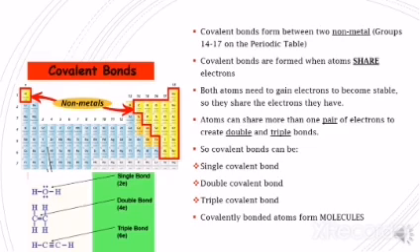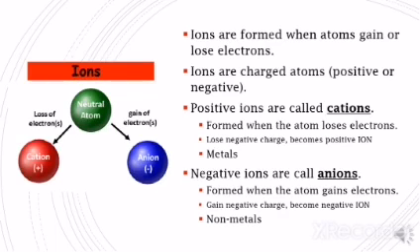So as you see in this diagram, I have a single bond when I have one pair of electrons, a double bond when I have two pairs of electrons that are shared together, and a triple bond when I have three pairs of electrons shared together. Now we'll talk about ions.